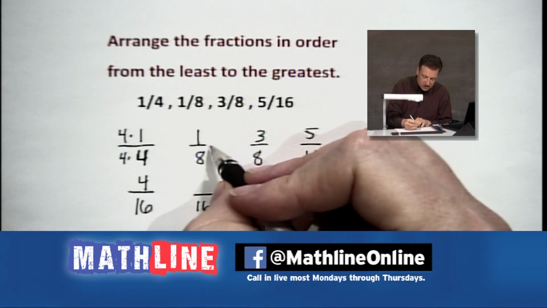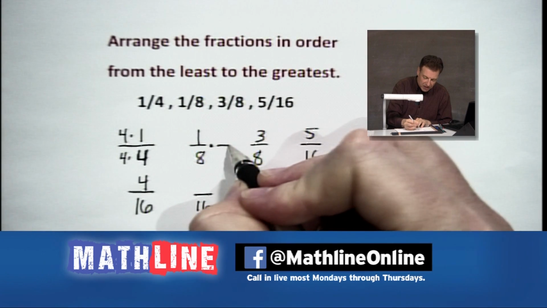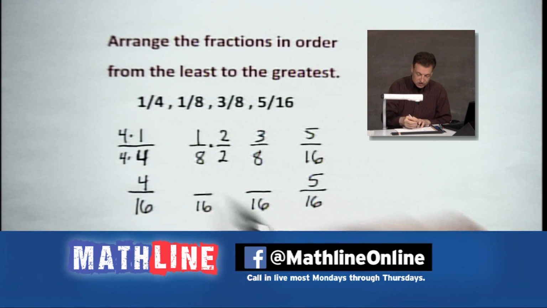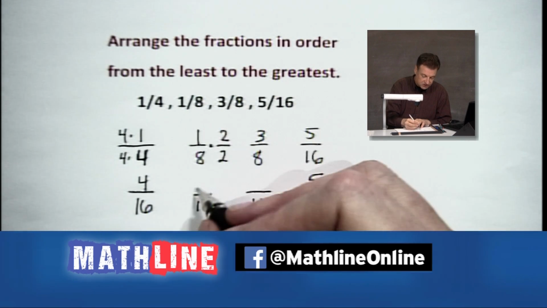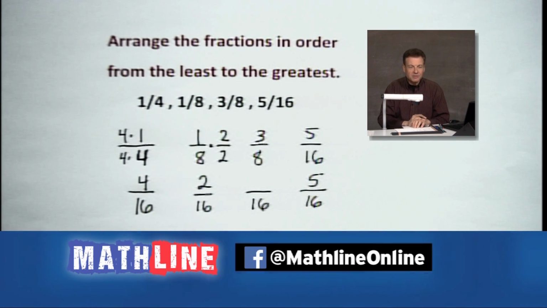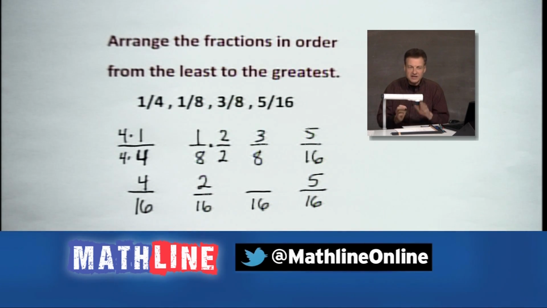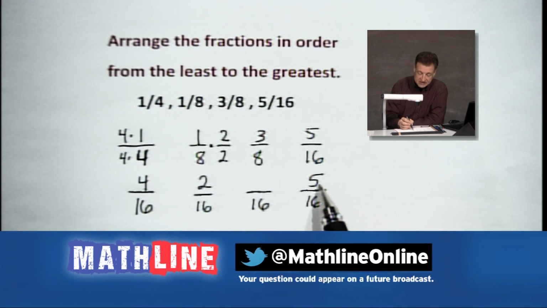How about it? What are we going to need to multiply this 1/8 by? Well, we'll put a 2 there. 2 times 8 gives us 16. And 1 times 2, you got it, we got a 2 right there. So I already know 1/8 is less than 1/4. In case you weren't sure, now you know, because 2 is smaller than 4. And it looks like 5/16 is larger than the other 2 pieces, all right?